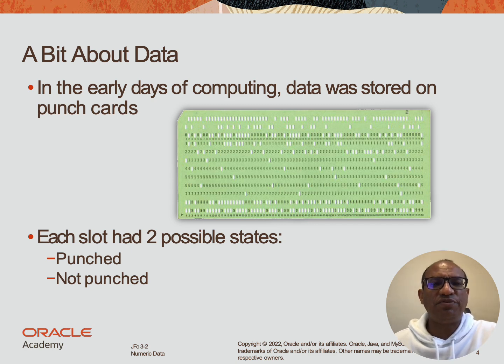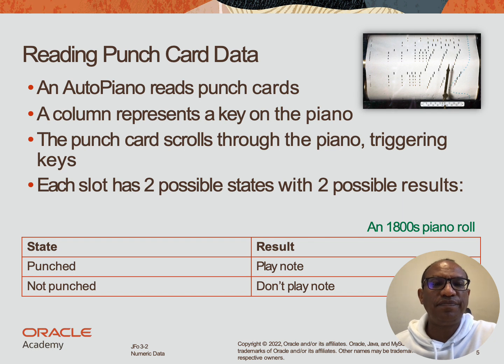Let's start with a bit of history. Early computers used punch cards to represent data. Each hole represents a 1 and each blank represents a 0. Auto pianos read punch cards to trigger keys. Each column controlled one note, and the presence or absence of a punch determined whether a note is played.